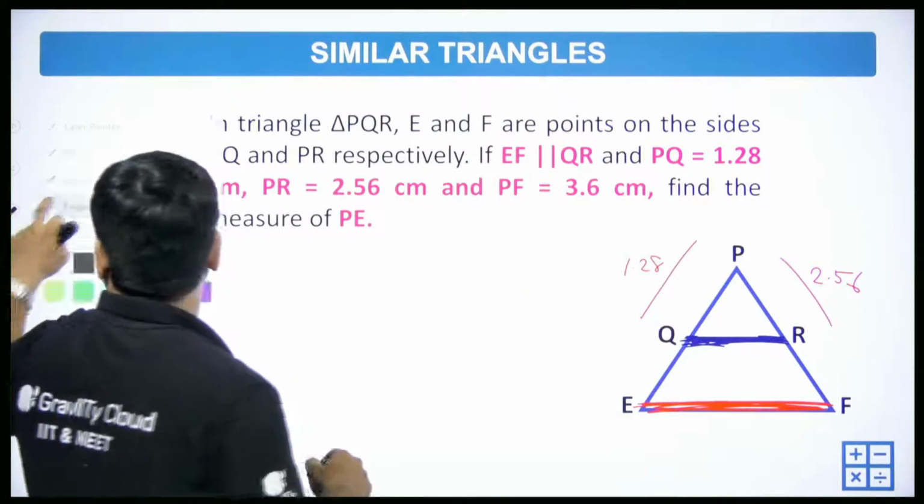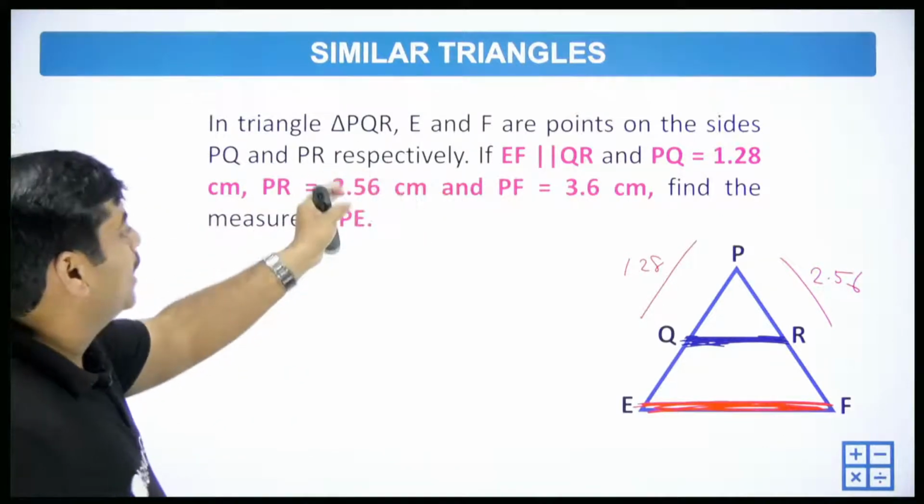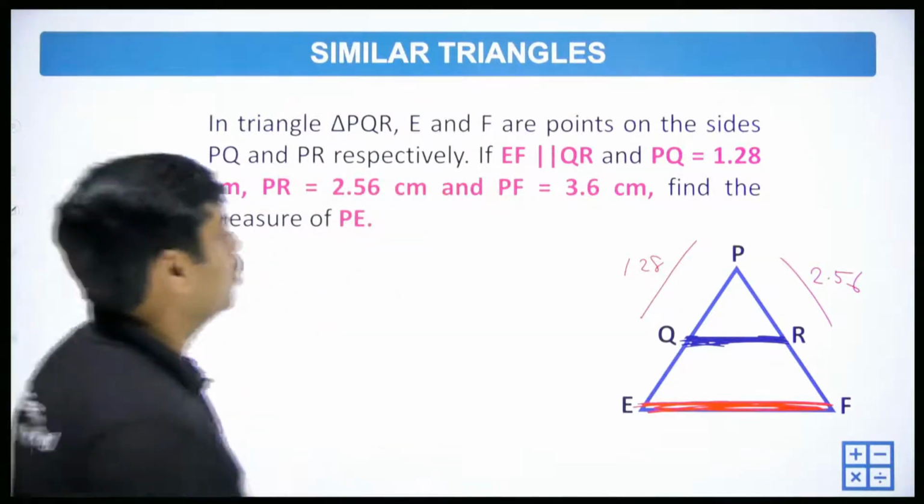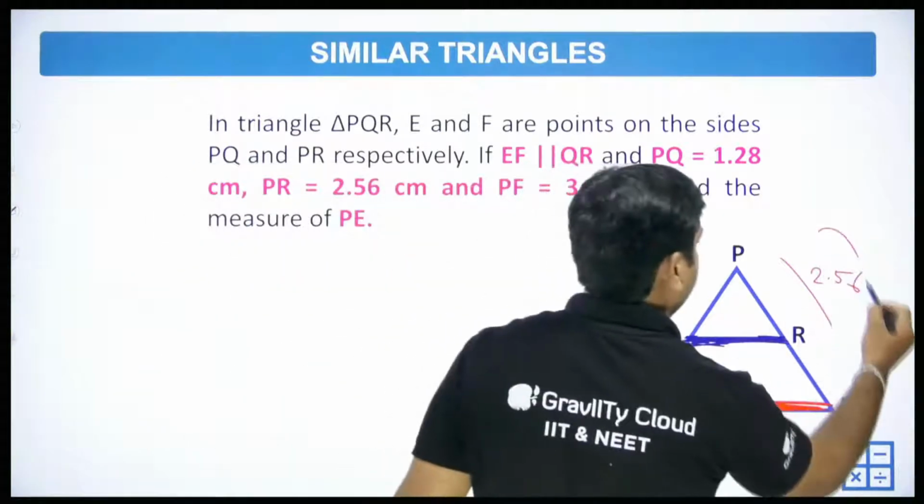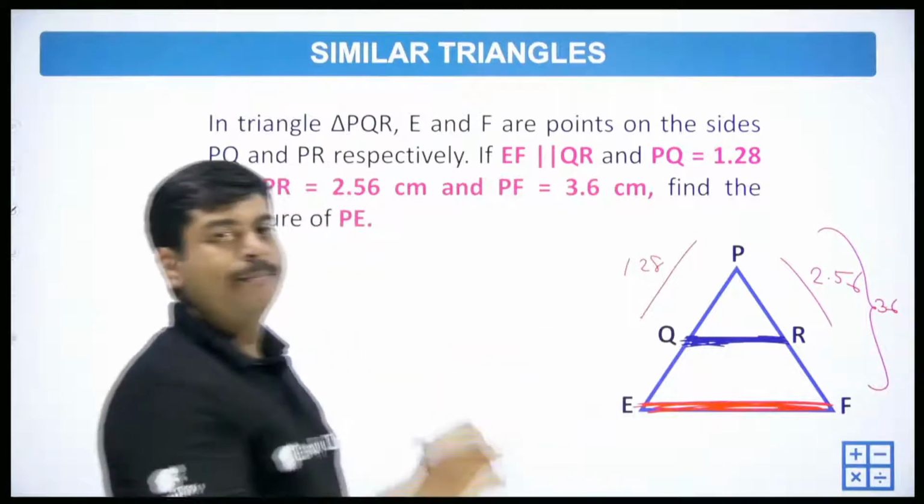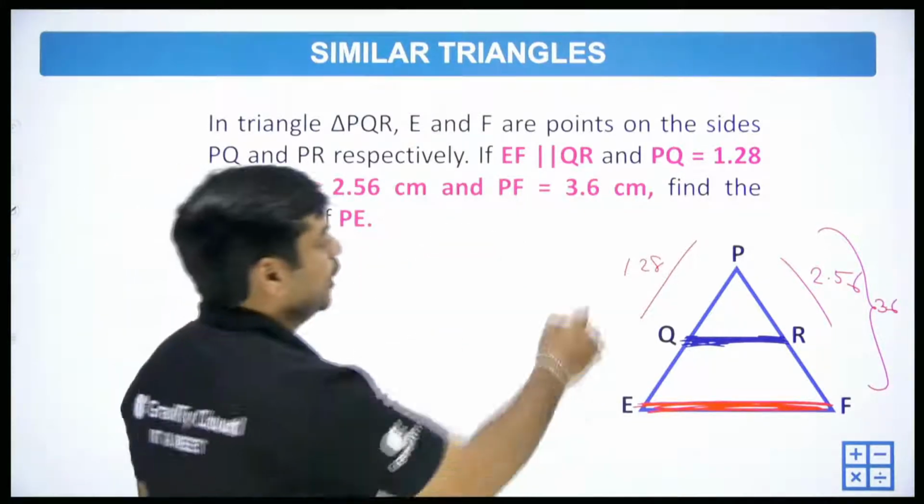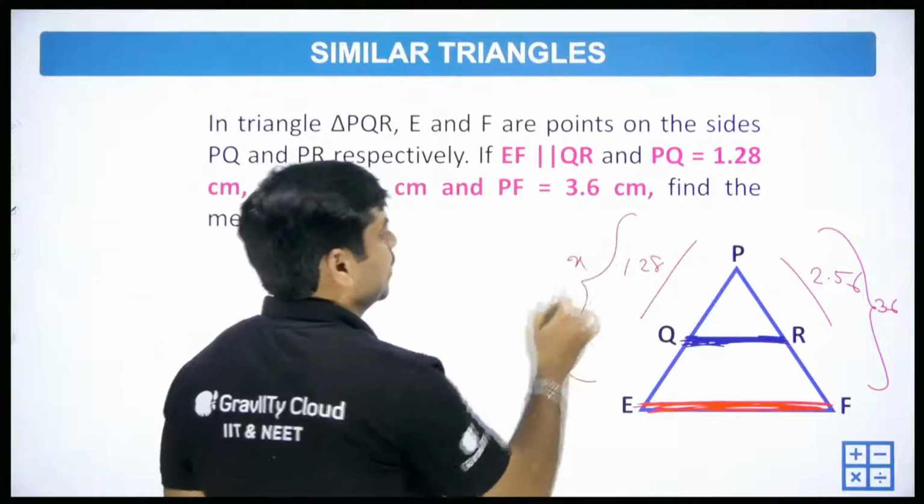So let me write once again what all the information is given to us. PQ is 1.28, correct? PR is 2.56. The complete PF is equal to 3.6 centimeters. That is very important to be noted. Find the value of PE. So now we need to find the total. This value, let us take it as X.